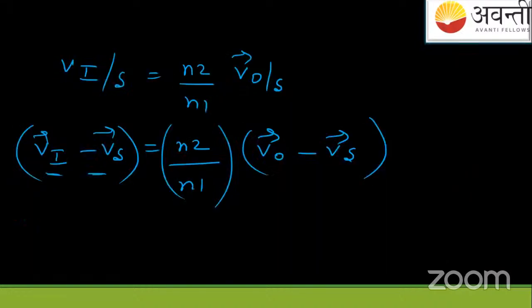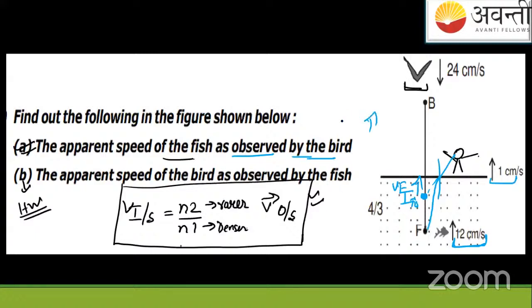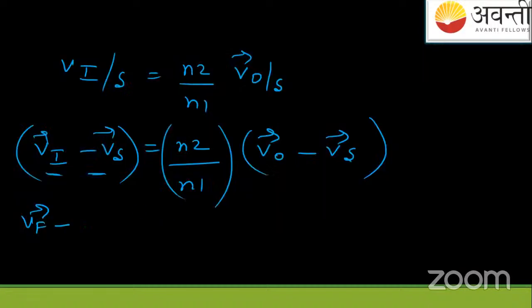Write these values. So Vf minus Vs. Take upward to be positive, down is negative. So minus of plus 1 centimeter per second. We have studied this concept in kinematics, the relative velocity concept. If V vector A with respect to B, it means velocity of A with respect to ground minus velocity of B with respect to ground. You can drop the with respect to ground and write directly VA minus VB.